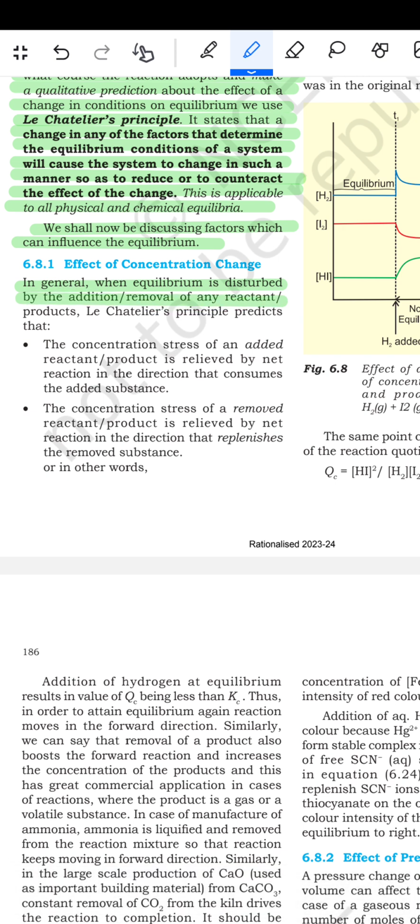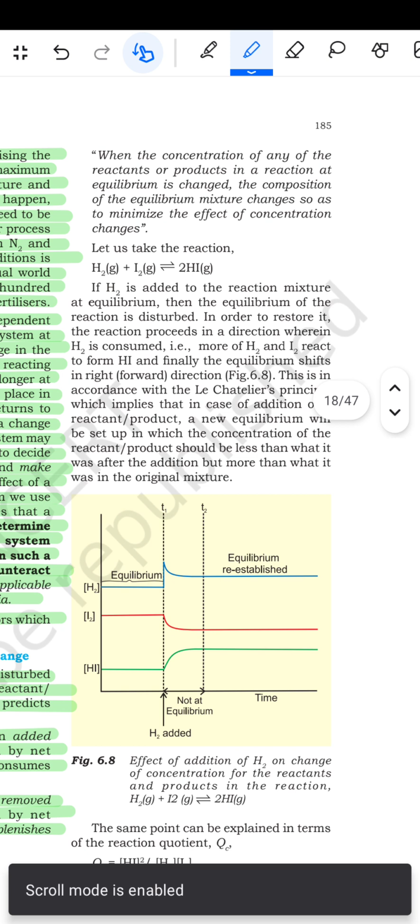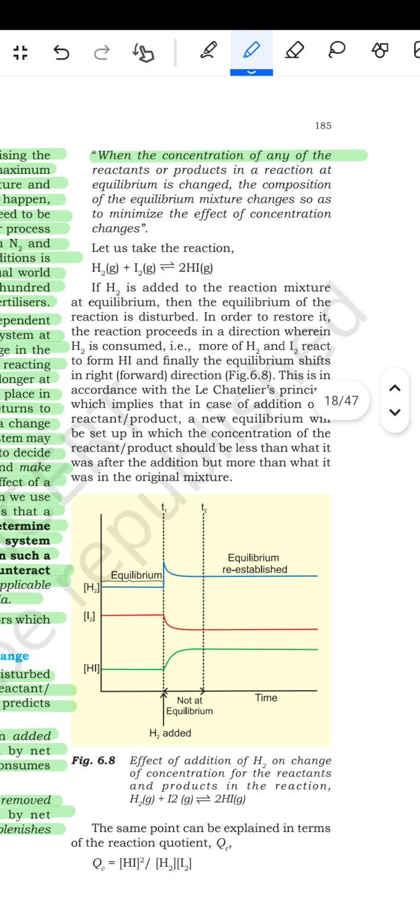In general, when the equilibrium is disturbed by the addition or removal of any reactant or products, Le Chatelier's principle predicts that the concentration stress of an added reactant or product is relieved by a net reaction in the direction that consumes the added substance, or the concentration stress of a removed reactant or product is relieved by the net reaction in the direction that replenishes the removed substance. In other words, when the concentration of any one of the reactants or the products in a reaction at equilibrium is changed, the composition of the equilibrium mixture changes so as to minimize the effect of the concentration change.